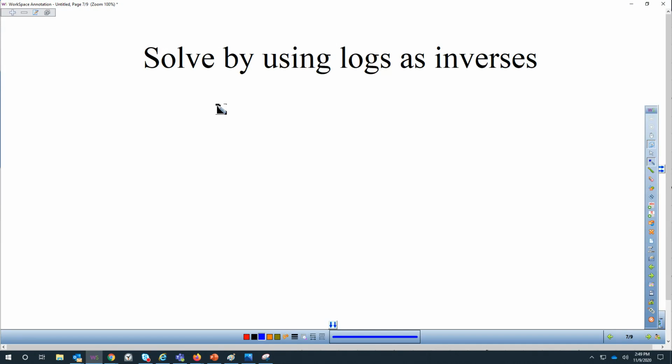Okay, so now we're going to talk about how to solve by using logs as inverses. So to kind of demonstrate this idea, let's look real quick at a problem like x squared equals 100. If you were to solve this using a process of inverses, you would probably take the square root of both sides. And what that does is square rooting and squaring kind of undo each other. There are some details to talk about there that we're not going to go into with this video, but by square rooting both sides, you're going to get x equals 10.